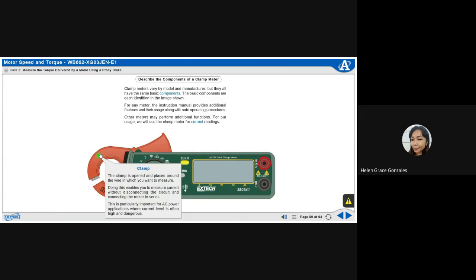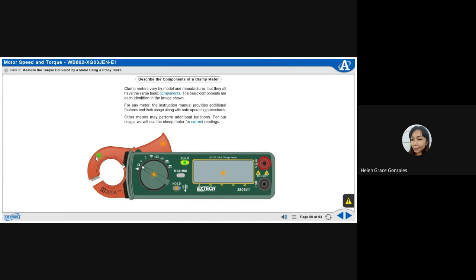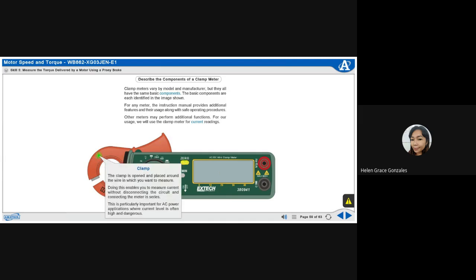Clamp. The clamp is opened and placed around the wire in which you want to measure. Doing this enables you to measure current without disconnecting the circuit and connecting the meter in series. This is particularly important for AC power applications where current level is often high and dangerous.